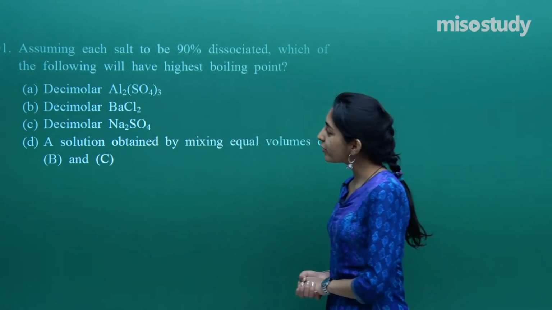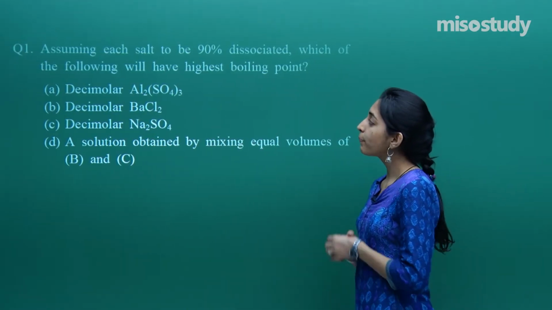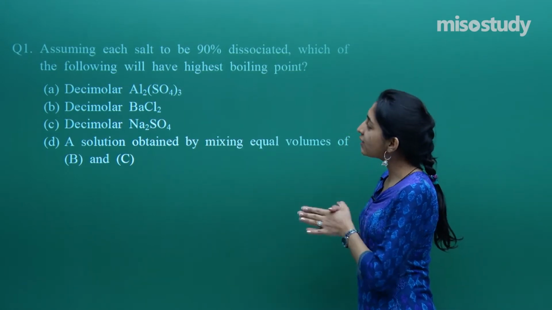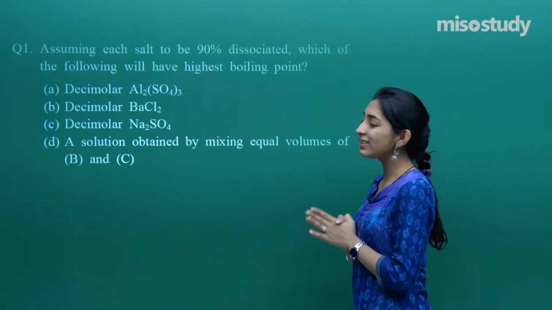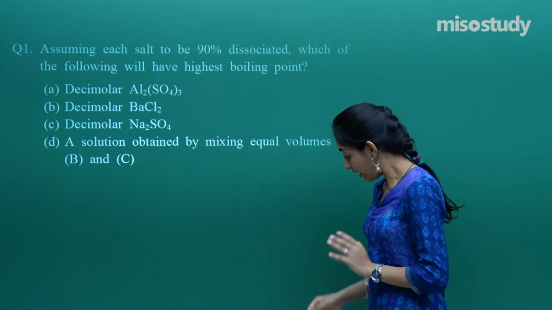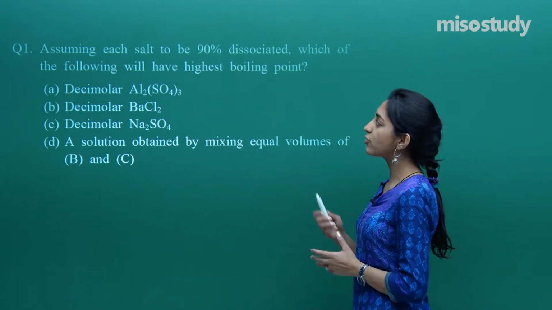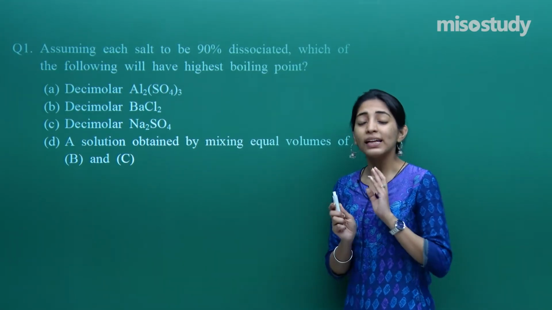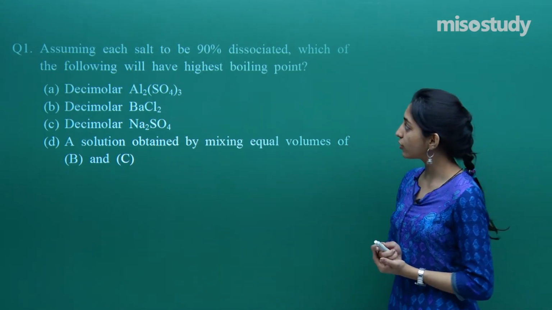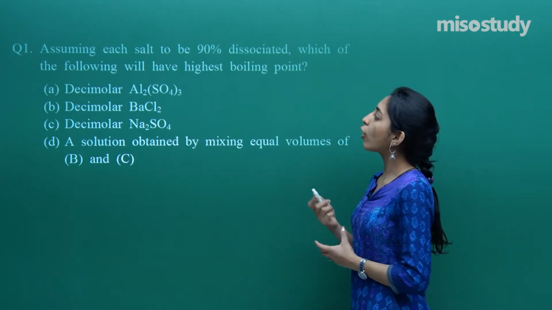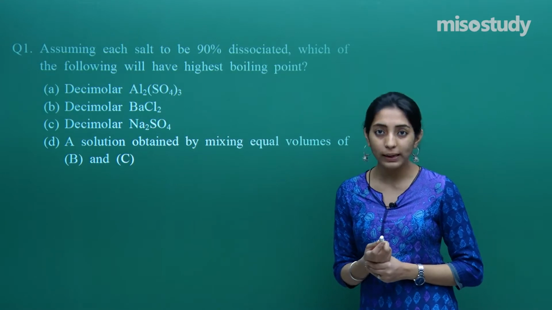Okay, so question number 1 that we have is: assuming each salt to be 90% dissociated. So these are a few salts which are given to us and we are assuming that 90% of them will undergo dissociation. Which of the following will have the highest boiling point?